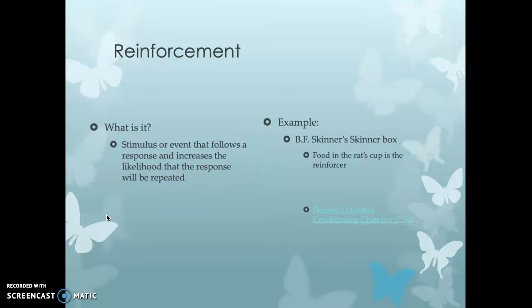So what exactly is reinforcement? It's a stimulus or an event that follows a response and increases the likelihood that the response will be repeated. And so the example is B.F. Skinner's box with food in the rat's cup as the reinforcer.